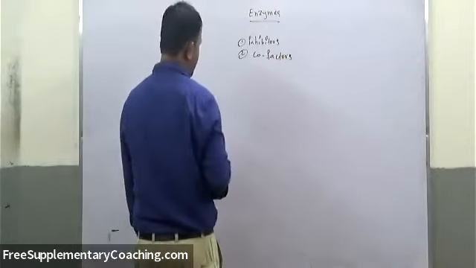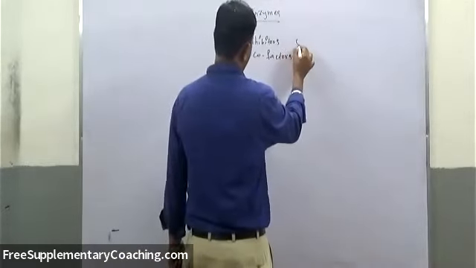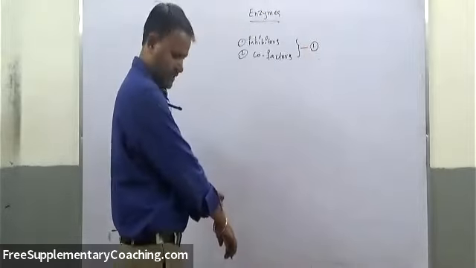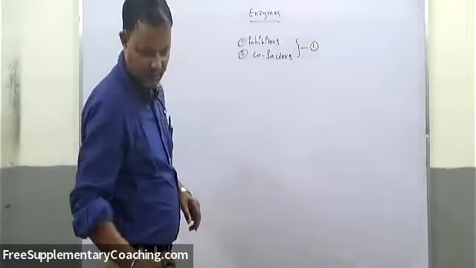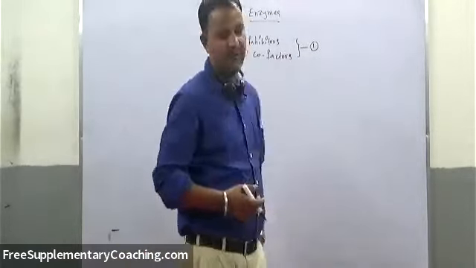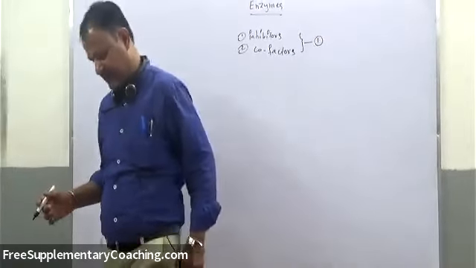After that we discuss plant growth and development. Among these two questions, one question compulsorily appears in your board exam. Now first one, inhibitor. What is the inhibitor, what is inhibition, and how many types of inhibitors are there?